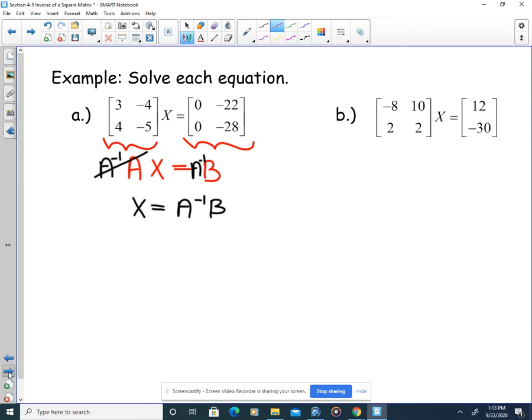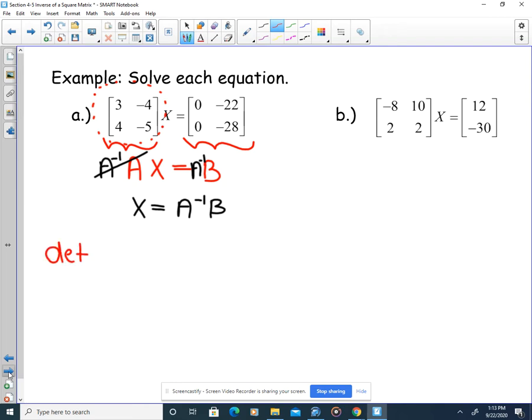All right, so this is A right here. We want to know, does A have an inverse? If it doesn't have an inverse, you can't solve this equation. So does A have an inverse? Well, we're going to see if it has an inverse.